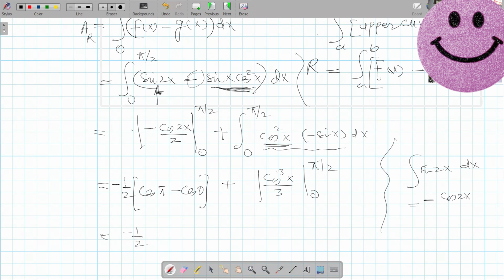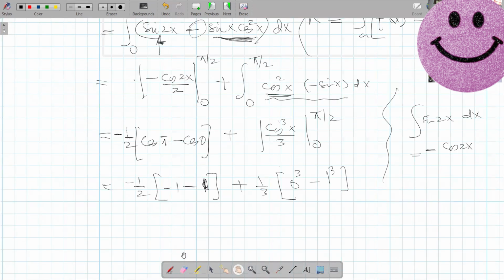If you know the value of cos pi, it is negative 1, and cos 0 is 1. Again, similarly here, if we put pi by 2 here, what is the value of cos pi by 2? Cos pi by 2 is 0. So 0 raised to the power 3. And if we put 0 here, you know the value of cos 0 is 1. So 1 raised to 3.